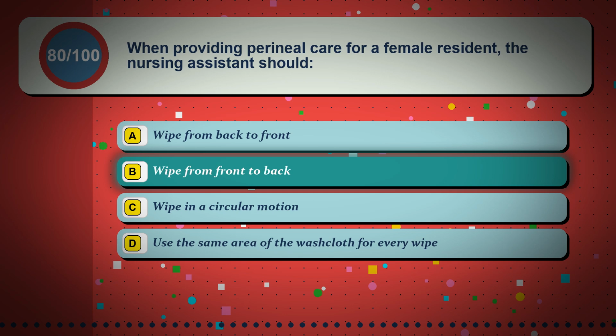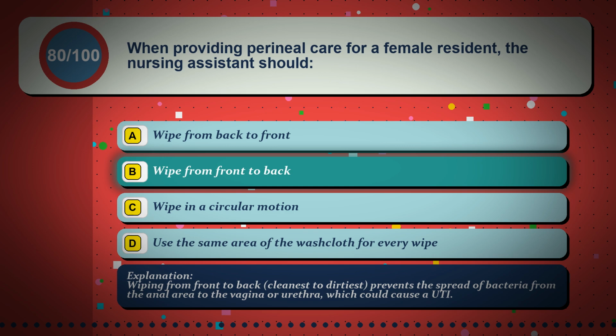The correct answer is option B. Wipe from front to back. Wiping from front to back, cleanest to dirtiest, prevents the spread of bacteria from the anal area to the vagina or urethra, which could cause a UTI.